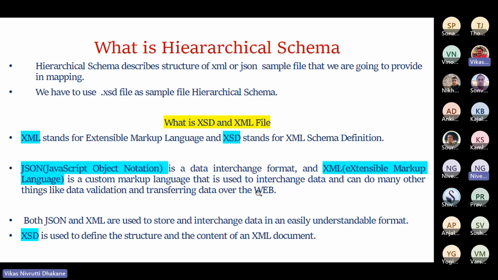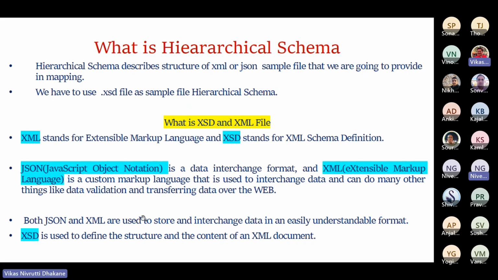Like we have HTML. HTML is for visual representation, but using HTML you cannot transfer data over the web. So if you have to do that interchanging of data over the web, then we can have this kind of language like JSON and XML, the extensible markup language. As I said, both JSON and XML are used to store and interchange data in machine-understandable form as well as human-understandable form.